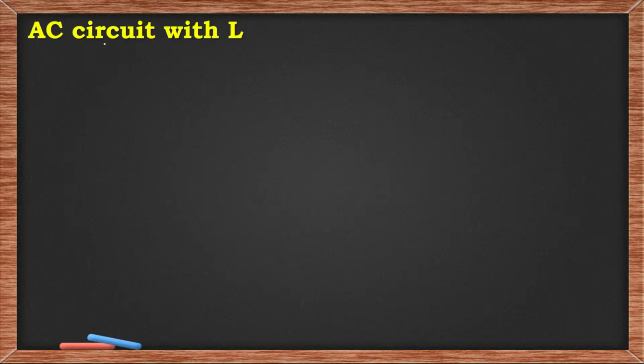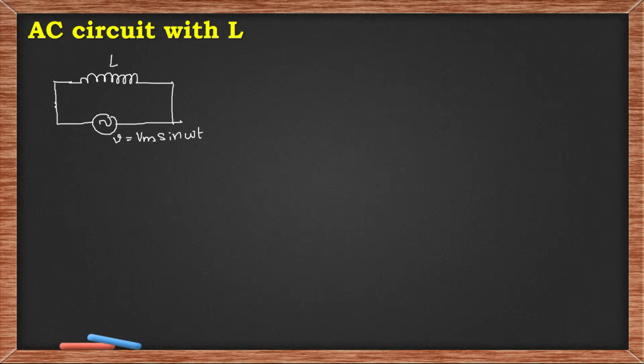Let us begin AC circuit with pure inductor by considering pure inductor, say L. Let us apply AC voltage across this, that is V is equal to Vm sin omega t. Due to the closed path, we expect instantaneous current I.